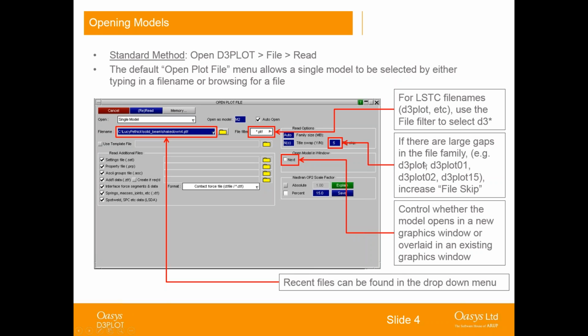As well as reading in a single model, if you have large gaps in your file family, you can choose to input this number here, so that if you want to skip files, we can incrementally read in the whole model. And we have control about which window the model opens in. We can open multiple models in D3PLOT, and we can either open them all in the same graphics window, or we can open them in different graphics windows. So you have full control over that.